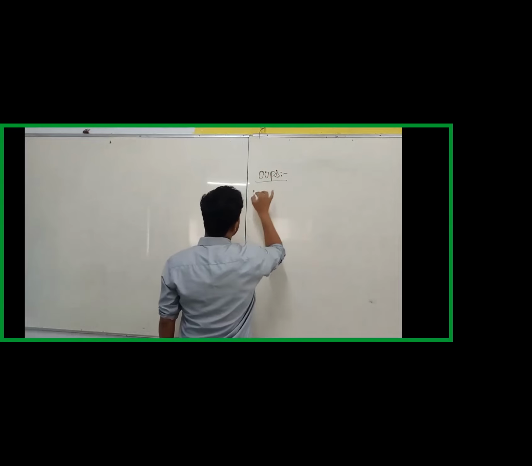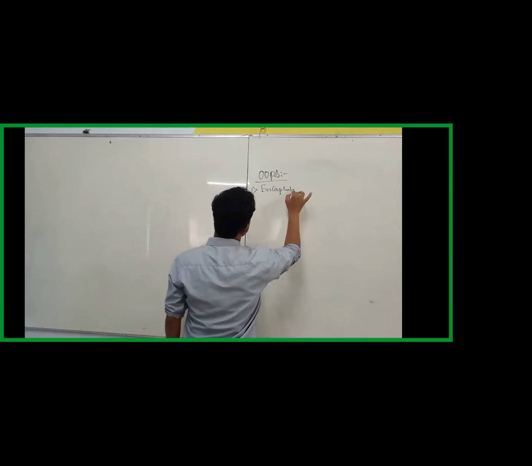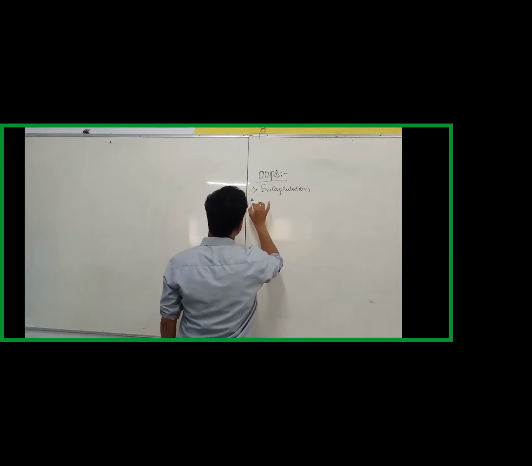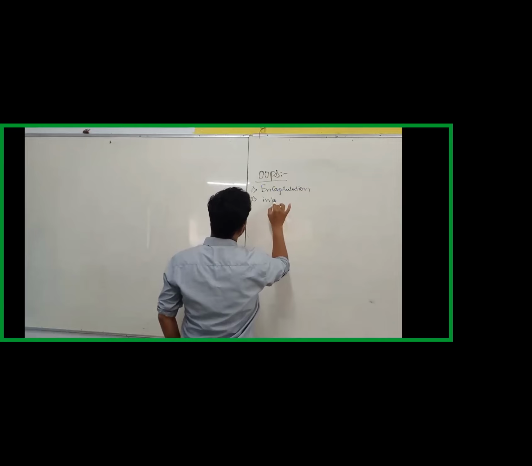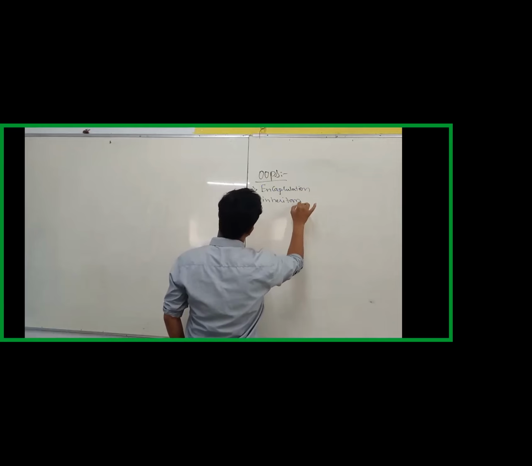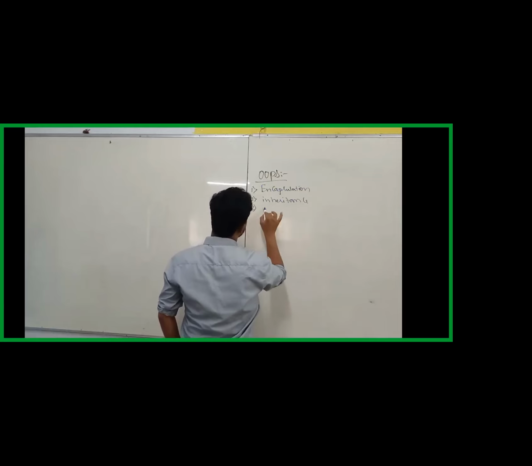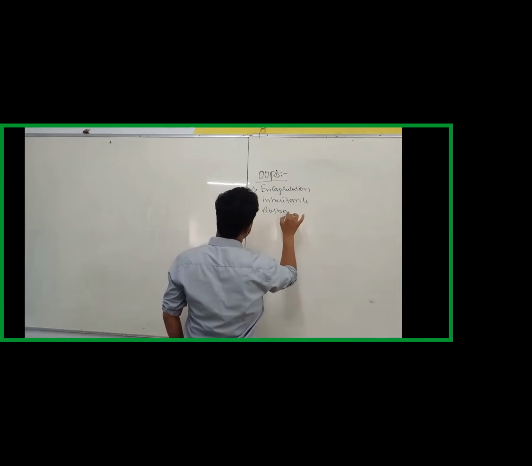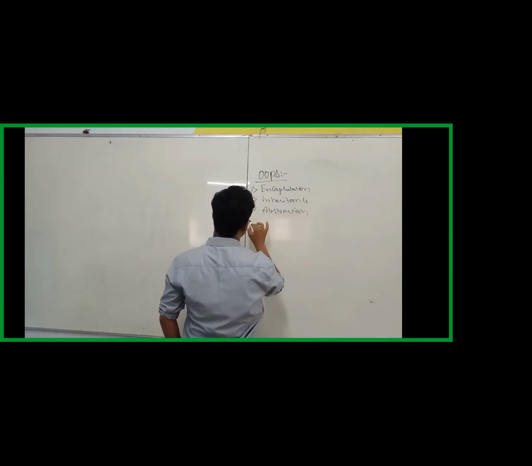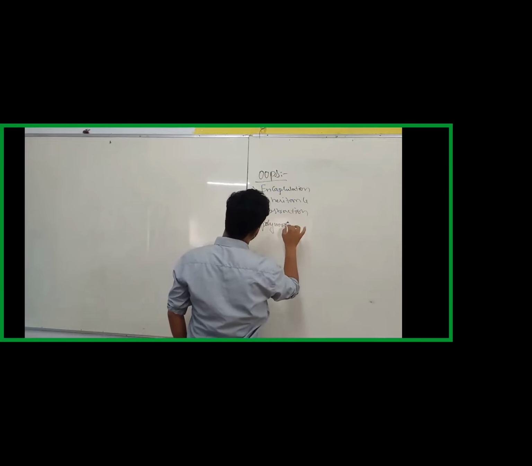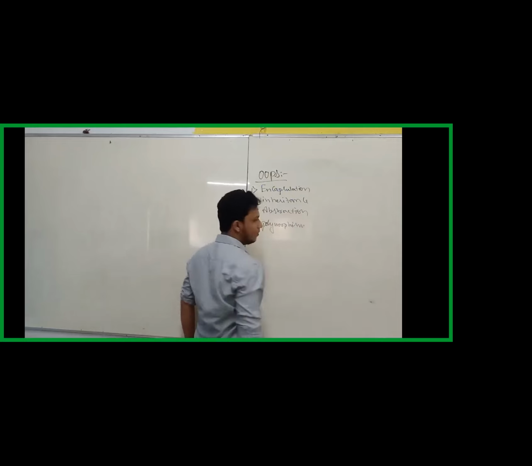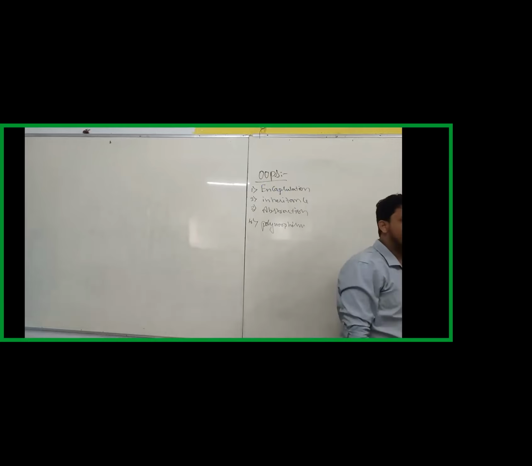OOPs concepts. First one is encapsulation. Second one is inheritance. Third one is abstraction. And fourth one is polymorphism. These are the 4 pillars of object orientation.